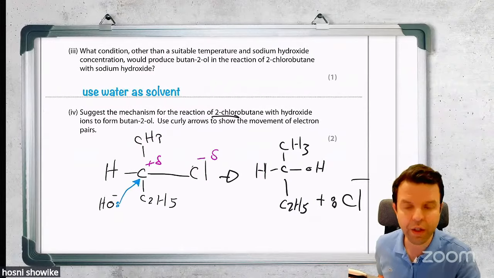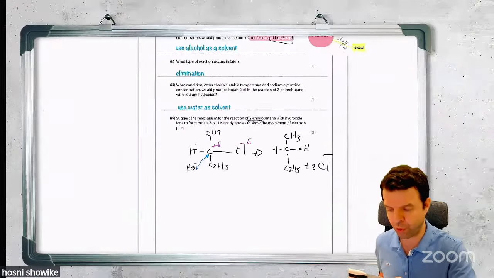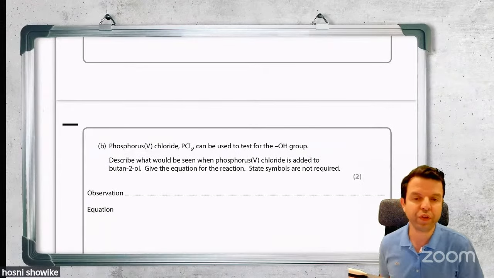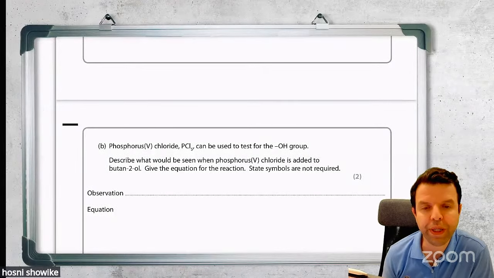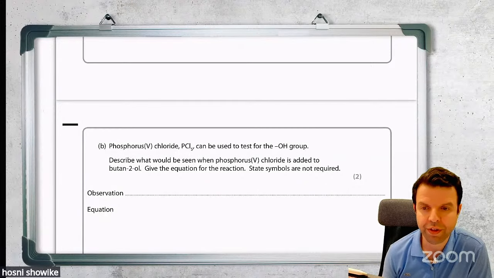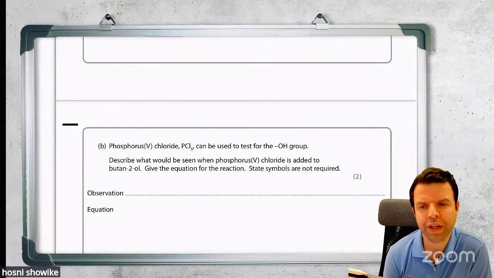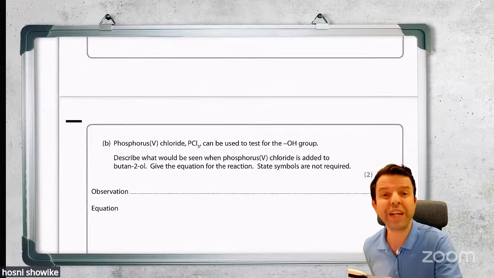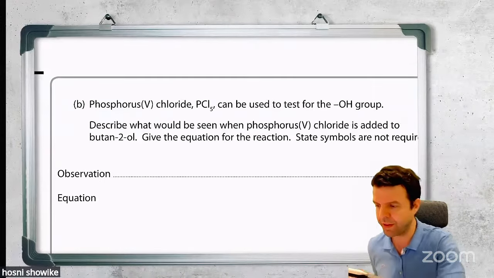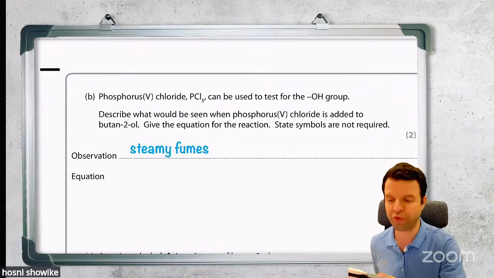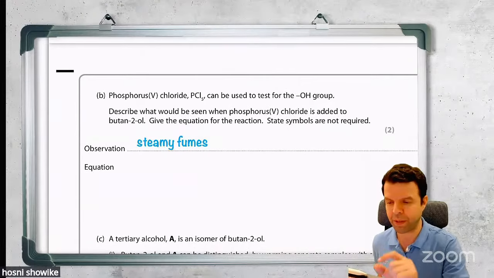So this is the nucleophilic substitution. Next, they said we've exposed the alcohol to PCl5. What observation are you going to get? Alcohol and PCl5, you're going to get HCl. Once again, you tell them you're going to get misty fumes, steamy fumes, up to you. They mean the same thing.